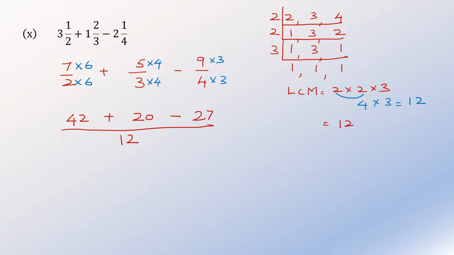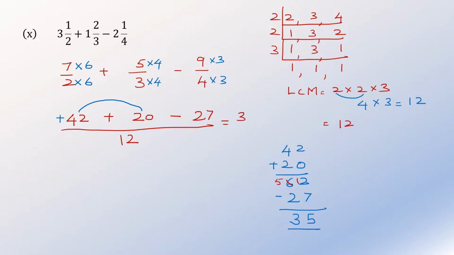Let's add up the numbers with the same sign. This is a plus sign, so add up these two. 42 plus 20. 2, 4 plus 2 is 6. I get 62 minus 27. Okay, so let's borrow. This becomes 5. This becomes 12. 12 minus 7 is 5. 5 minus 2 is 3. So I get 35. So this becomes 35 by 12.